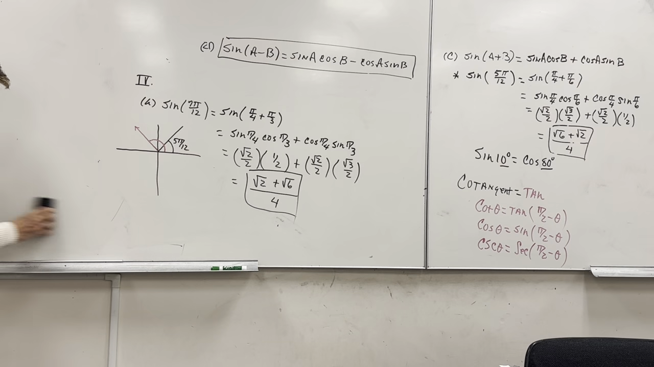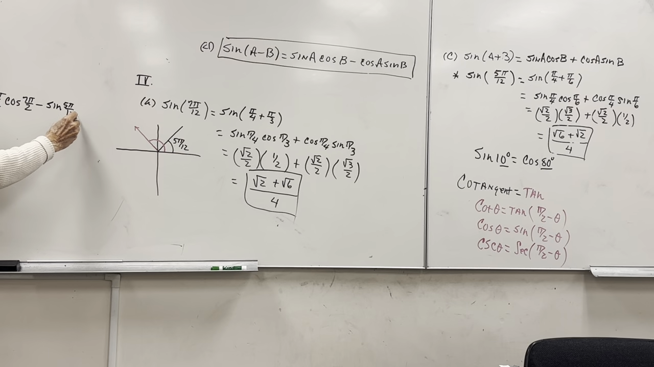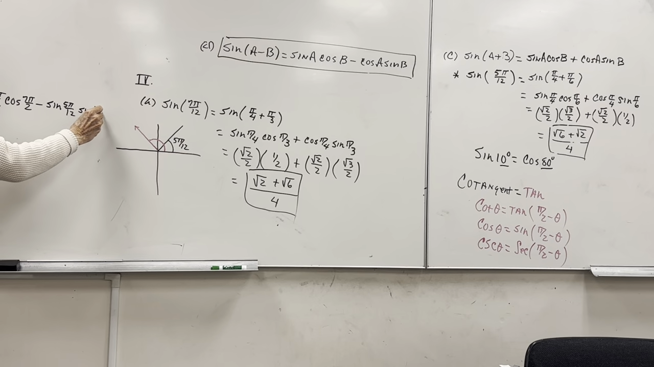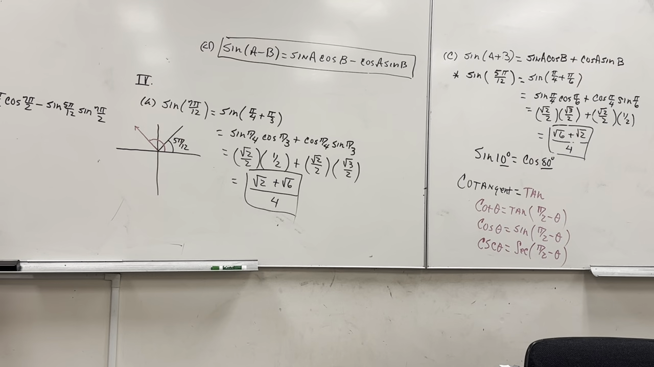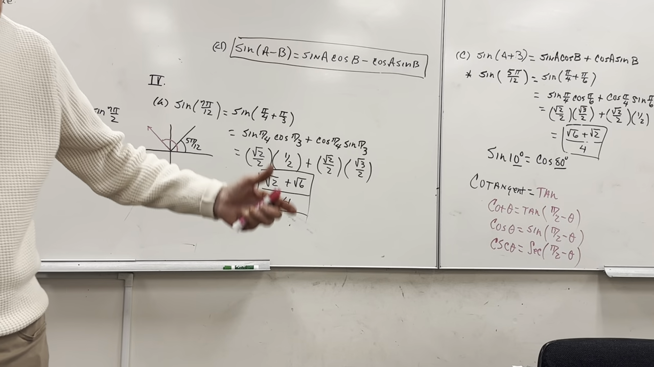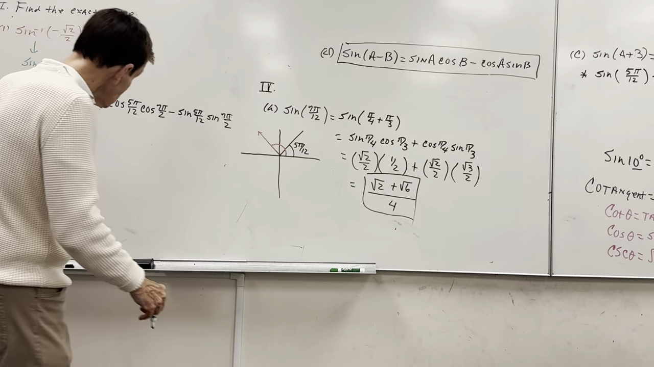We have cosine of 5 pi over 12, cosine of 7 pi over 12, minus sine of 5 pi over 12, and sine of 7 pi over 12. Now, you've never had the experience of 5 pi over 12 or 7 pi over 12 on the unit circle. It's not there. What's going on?